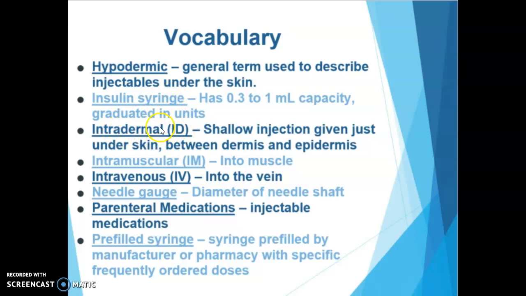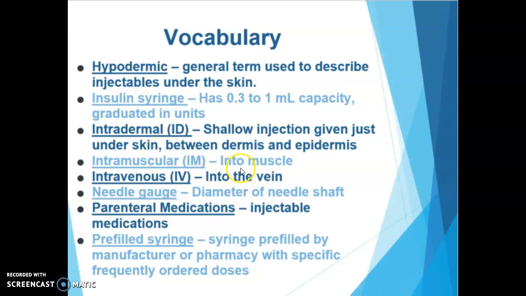Intradermal, that's one of your abbreviations that you were supposed to memorize. Now we're going to look at what it means to have an injection that goes intradermal. This is a shallow injection, and it's given just under the skin between the dermis and the epidermis. So this is like your TB skin test that you probably had done somewhere along the way. That's an intradermal.